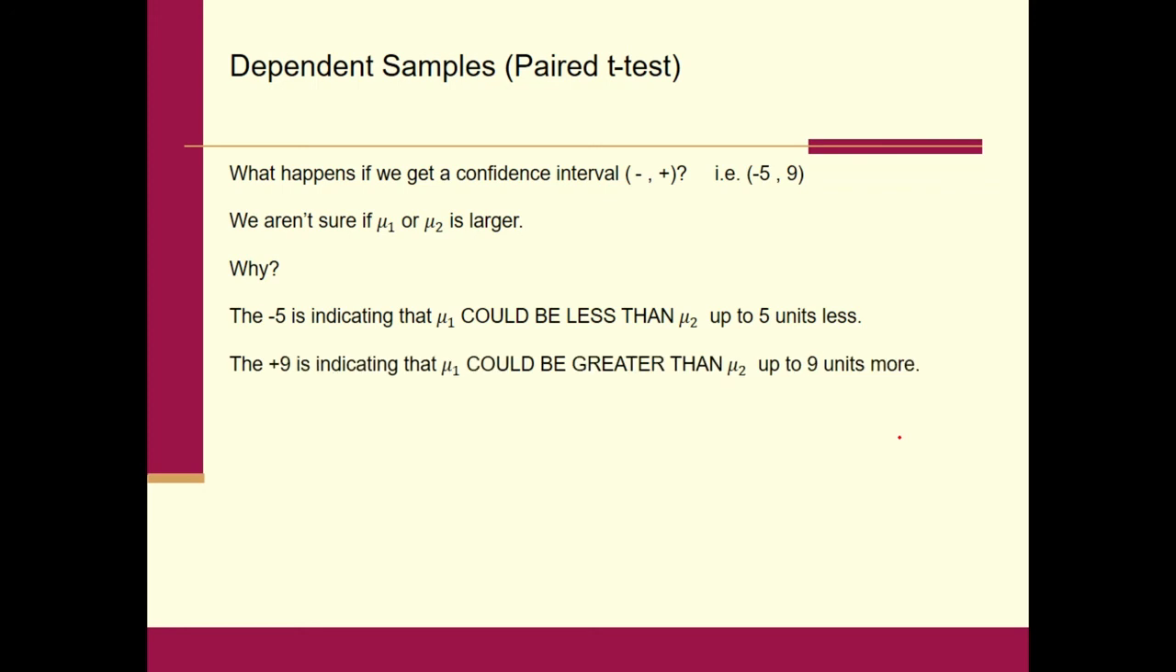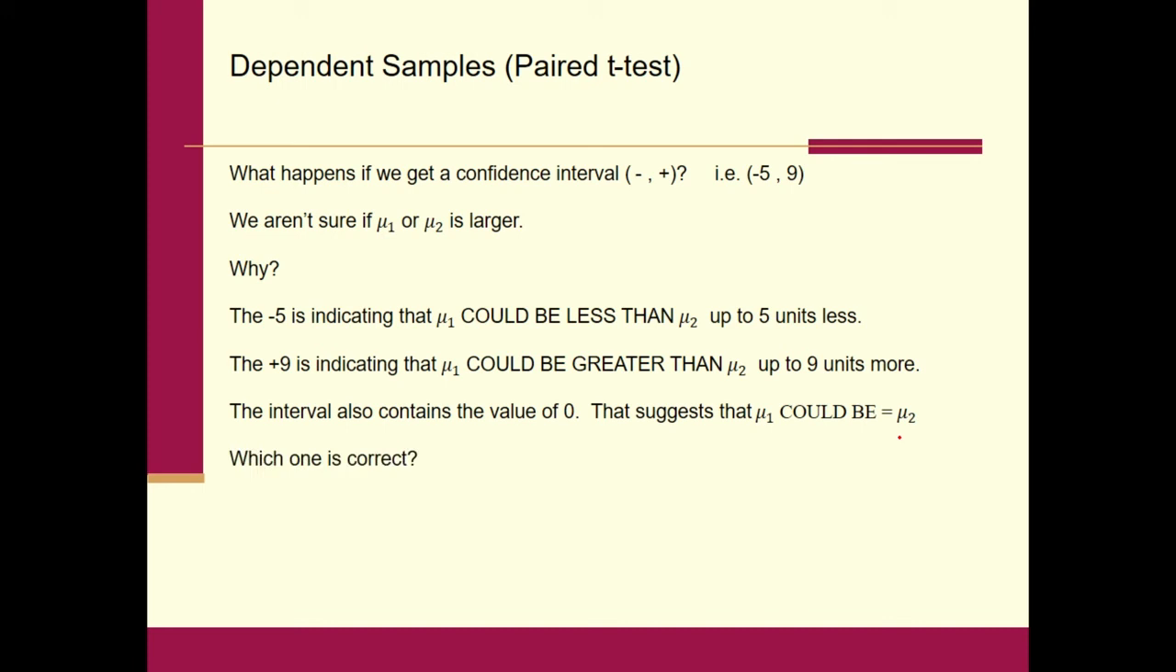What is the positive 9 telling us? This is indicating that mu1 could be greater than mu2 up to 9 units. The interval also contains the value of 0. What is that telling us? That mu1 could be equal to mu2.